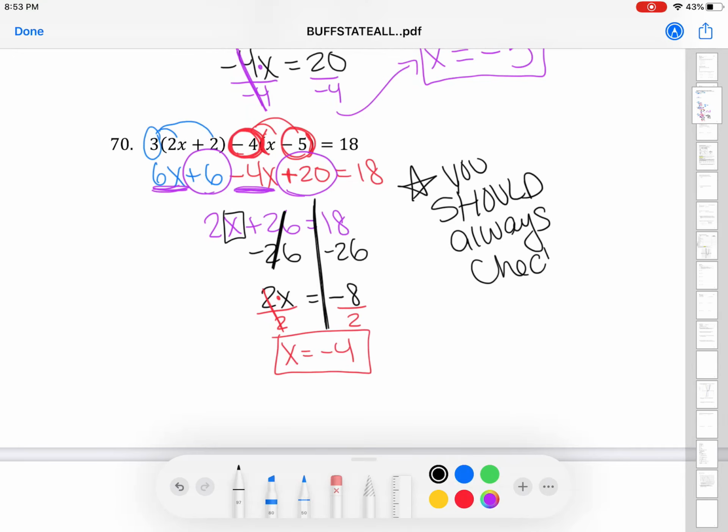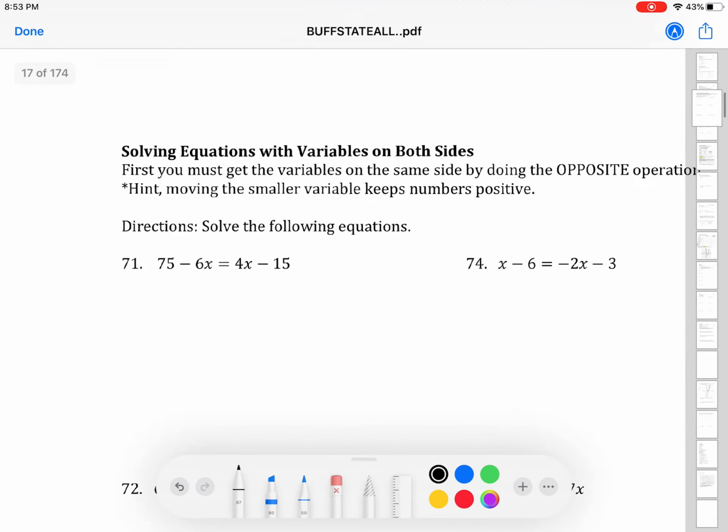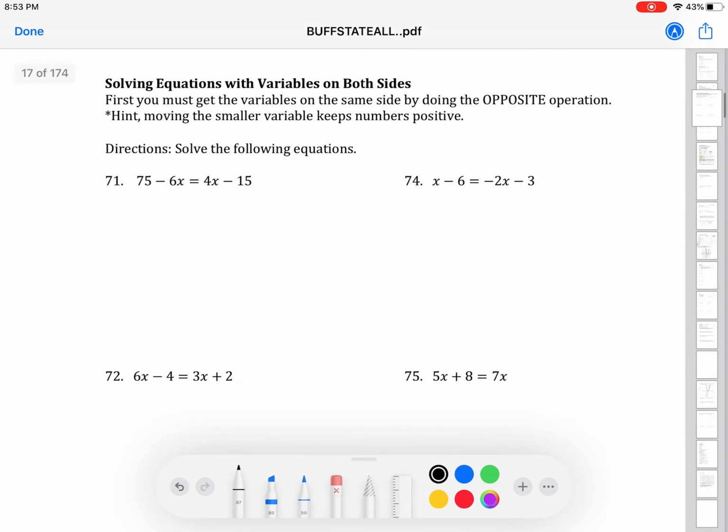Okay, just a reminder, you should always check. I will never in the directions say you need to. I will never take off points if you don't, but you should always check.